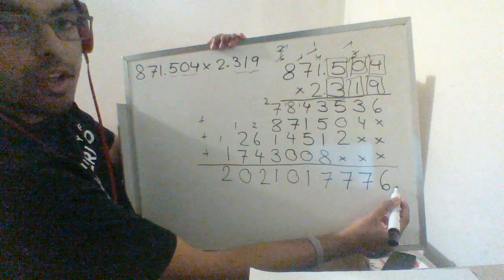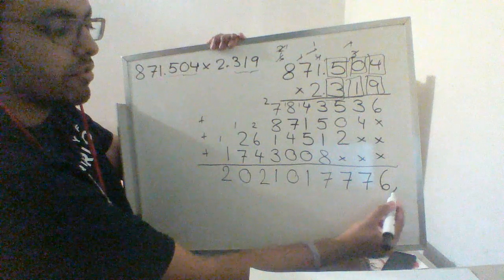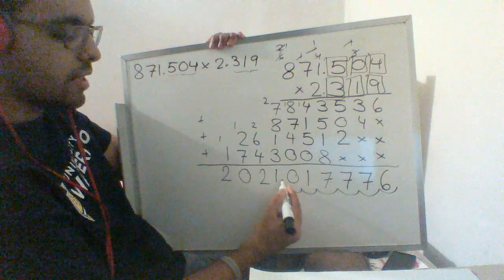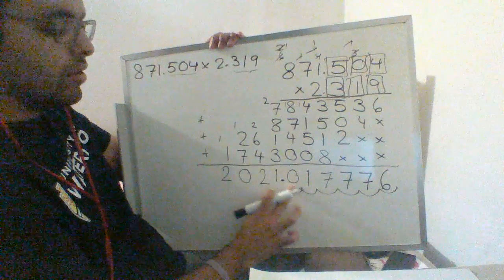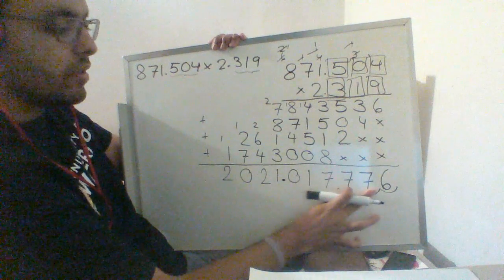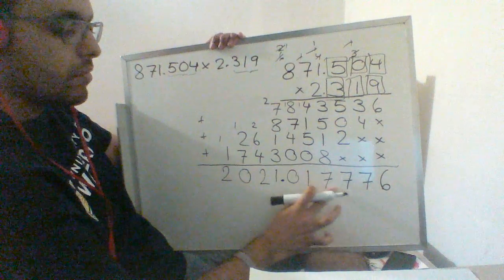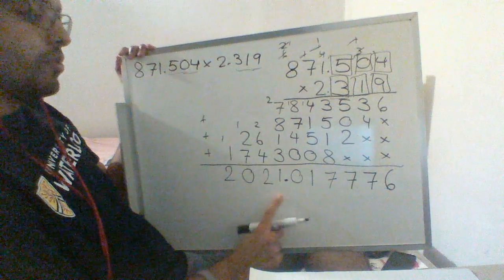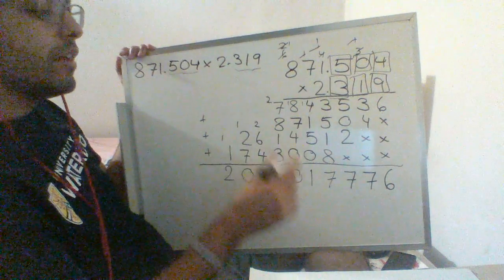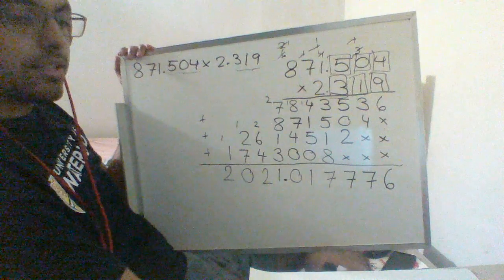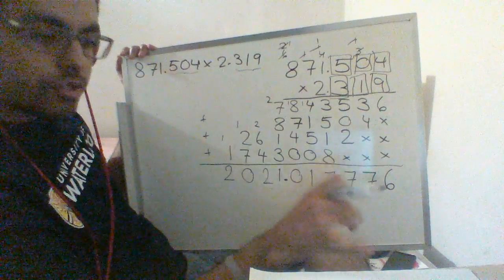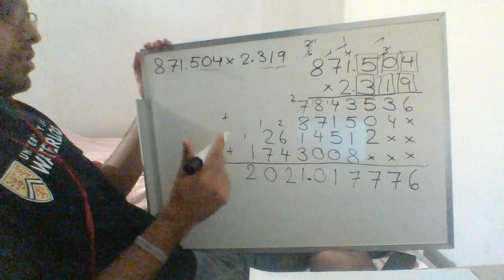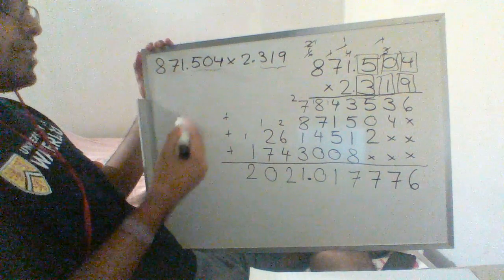So we start here and we just count 6 spaces to the left. So we go 1, 2, 3, 4, 5, 6, and the decimal point is going to go right there. So that would be your final answer, 2021.0177776. Alright, so that matches what I got earlier. Perfect.